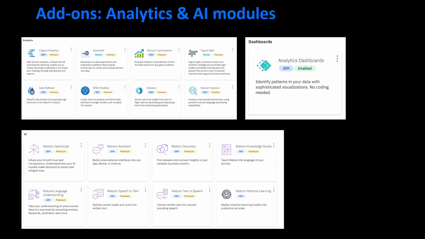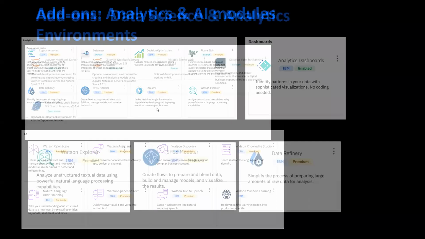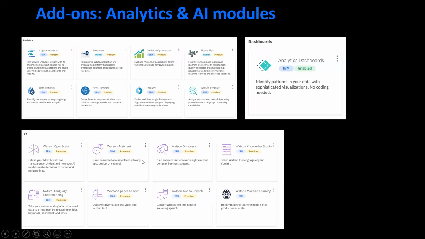There's a lot of other add-ons as well. You've got different analytics: Cognos, Datameer. So some of these are third-party companies IBM works with. Watson Explorer and Streams actually are coming with it now. SPSS Modeler is premium still. Data Refinery, I believe, comes with it now. So they're constantly pushing things from premium to actually part of the base. But again, if you have any questions about this, just let us know.